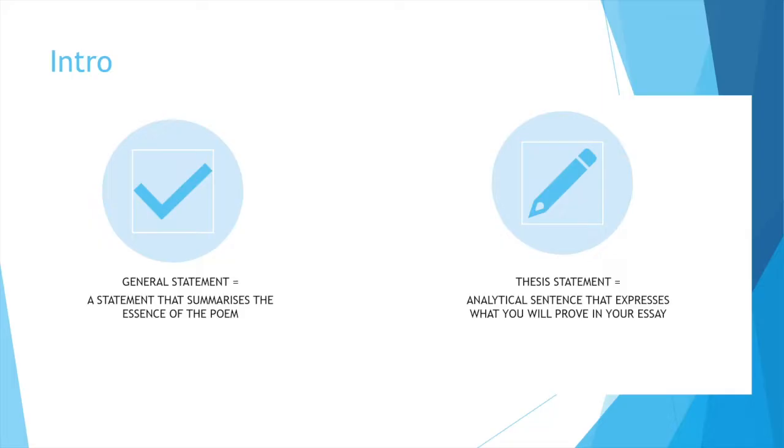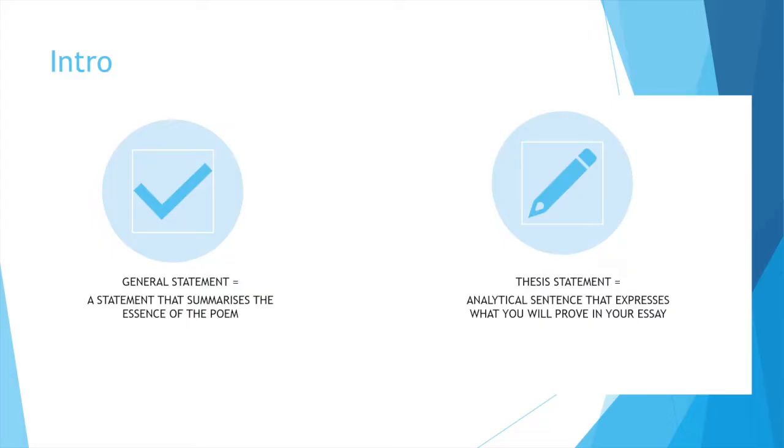Remember to use double inverted commas to indicate that it is the title of the poem. Also remember to name the poet in your general statement. After that, make a statement that summarizes what the poem is about, as we've done in our example. Now that you've done your general statement, let's move over to a thesis statement. This will be the base on which you build your essay. So remember to first do your planning of the 3 paragraphs before you even write your thesis statement.